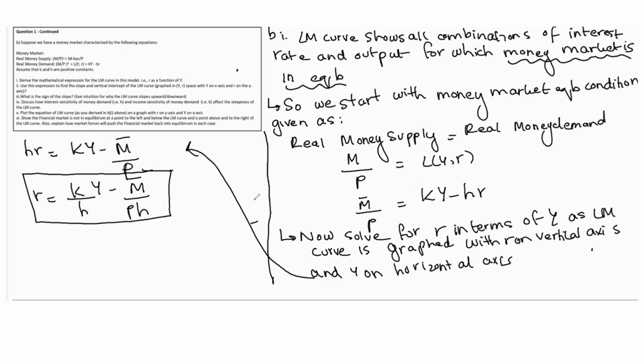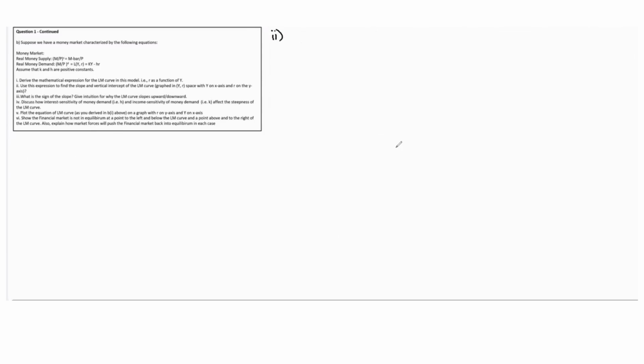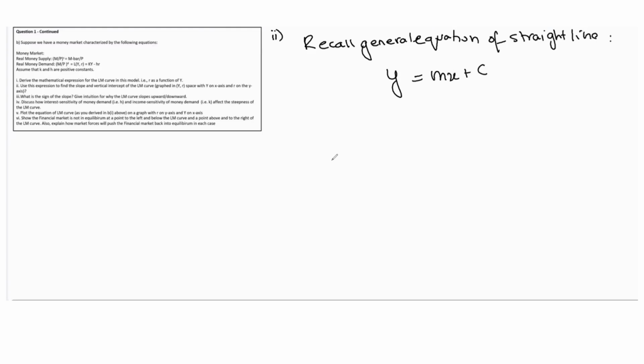Now let's do the second part. The second part asks us to use this equation to find the slope and vertical intercept of this LM curve. So now notice the LM curve that we just found is linear, so we can compare it to the equation of a straight line. Recall the general equation of a straight line is y is equal to mx plus c.